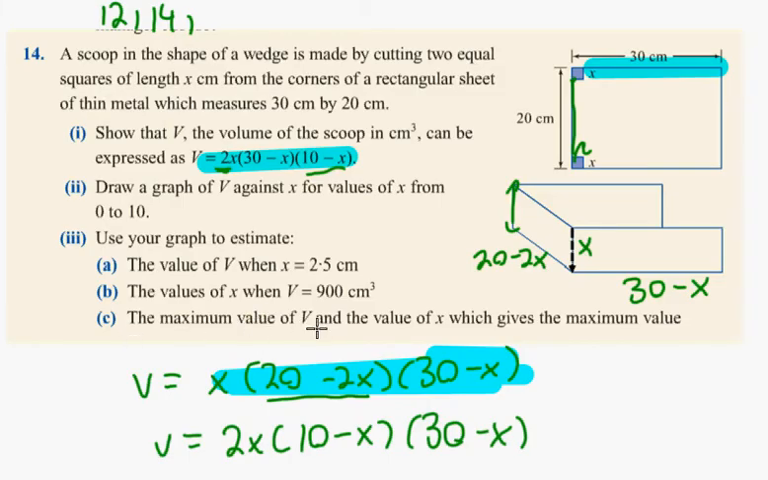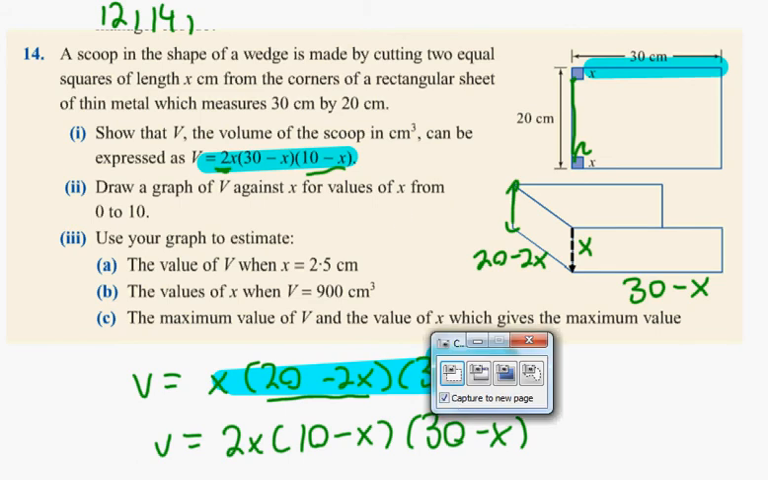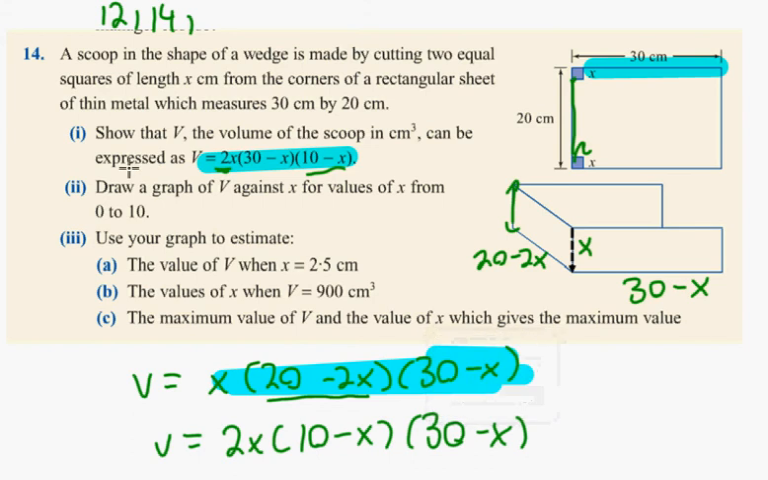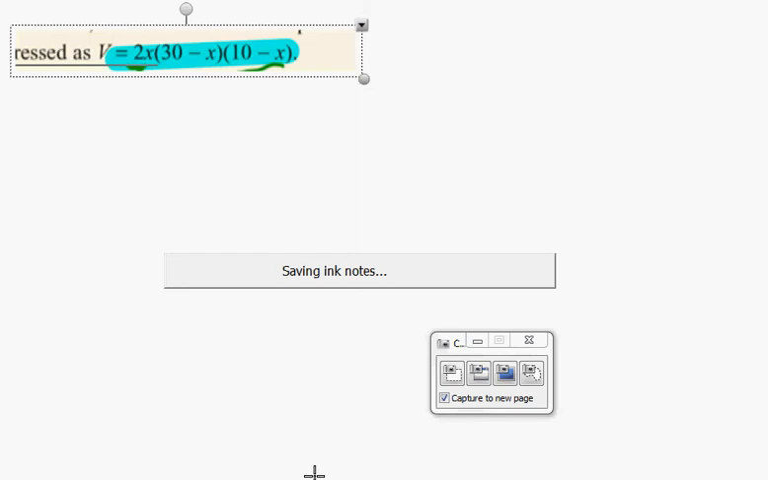Now, what's the next part then? The maximum value of v and the value of x which gives you the maximum value. Anybody care to tell me a cheat on this? A mathematical, non-graph way of doing this? As just a bit of revision again. Find the max in the table. Find the max. I'm going to go for differentiation. Okay, I'll show you now.